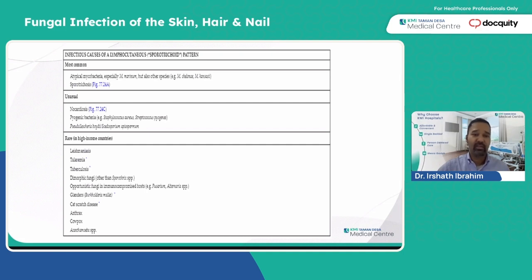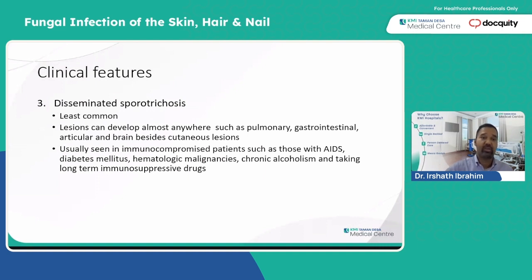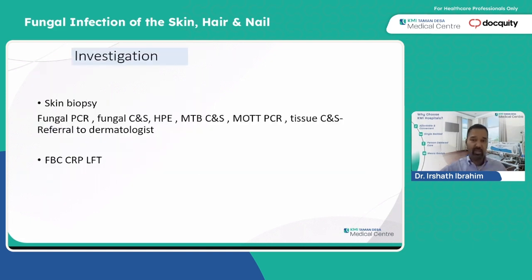The second type is a fixed cutaneous type. That means the cat scratches or bites at one area, and you get a localized ulcer or plaque without any lymphangitis. And the third type is disseminated sporotrichosis. This is quite common in patients who are immunocompromised with HIV, diabetes, hematological malignancy, chronic alcoholism, or long-term immunosuppressive therapy. So for investigations, typically we have to do a skin biopsy.